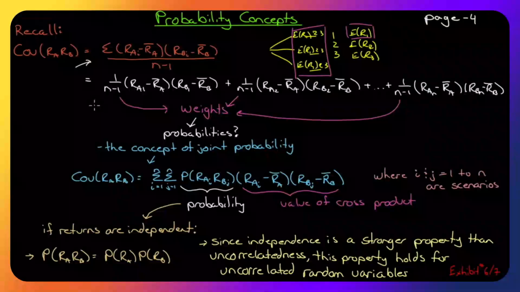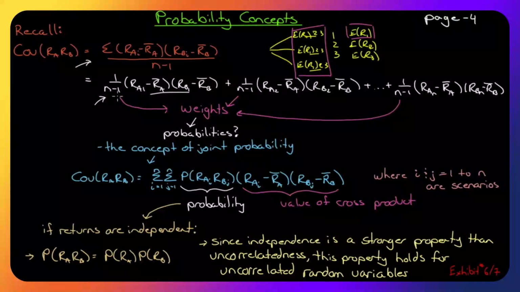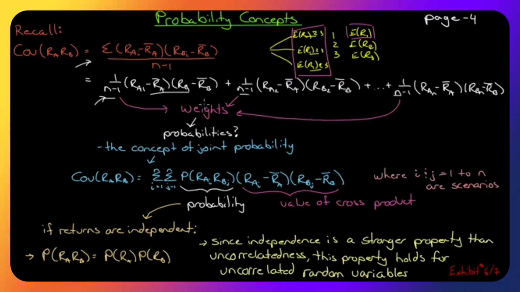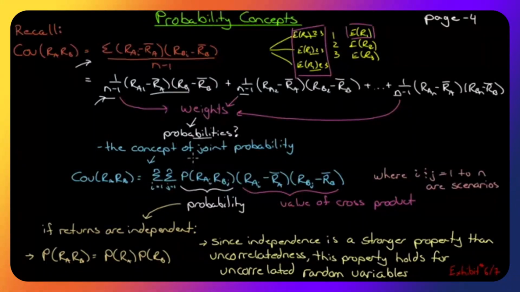If we expand it out, we multiply each cross product term by 1 over n minus 1. Well, these are the weights, all equally weighted. Well, we can turn these weights into probabilities, and when we turn in the probabilities, we have the concept of a joint probability, and there's the joint probability. The probability of the return on A and the return on B happening together. So it's the joint probability of those based on the different scenarios that we may have.